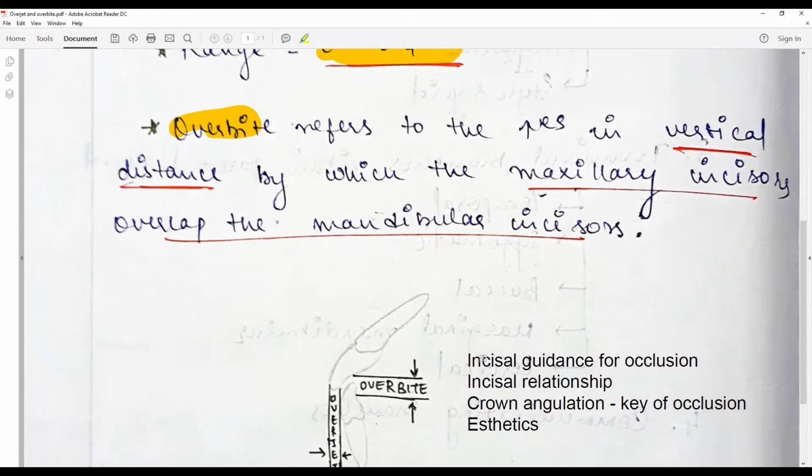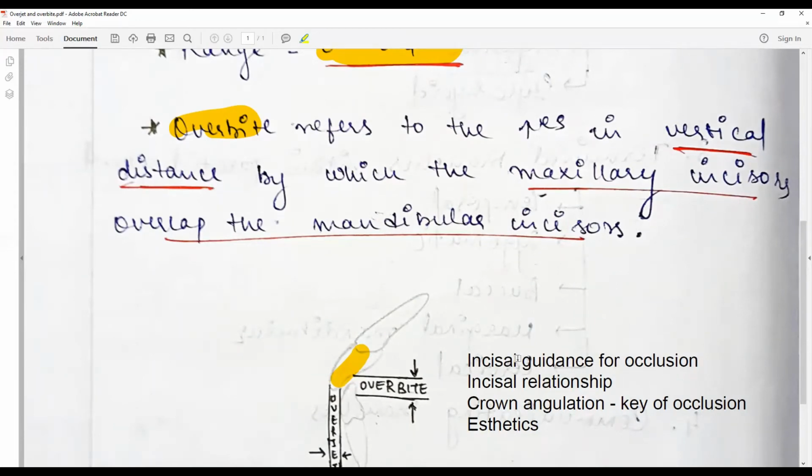This is essential for normal incisal guidance of occlusion, meaning this relationship has to be recreated when it is this incisal relationship and correlation. The crown angulation has to be followed, because the upper incisor is kept slightly buccally inclined, whereas the lower incisor is straight or slightly lingually inclined. This will help for the crown, and the upper incisor has to overlap always the mandibular incisors.